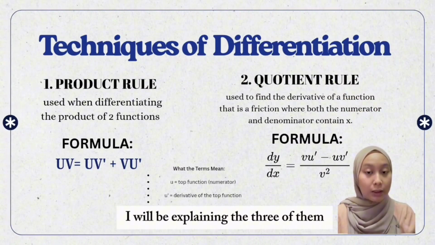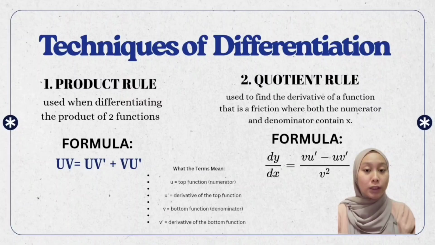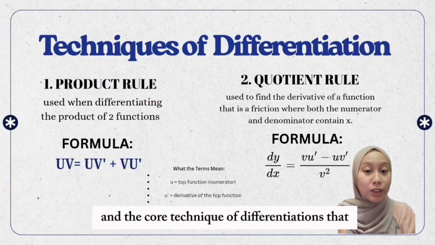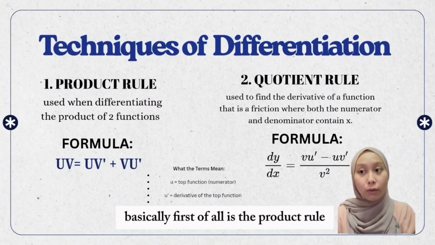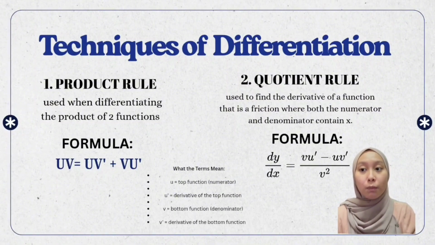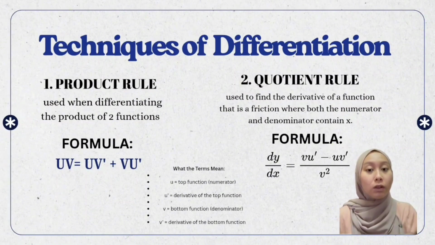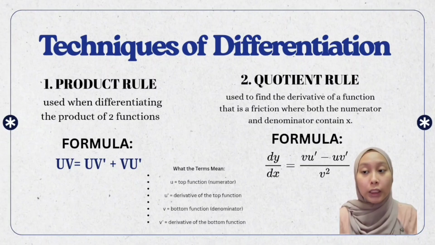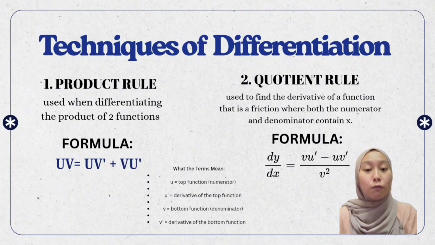We'll be explaining three of them, which are the most core techniques of differentiation. First of all is the product rule. The product rule is used when differentiating the product of two functions. The formula of the product rule is (uv)' equals uv' plus vu'.